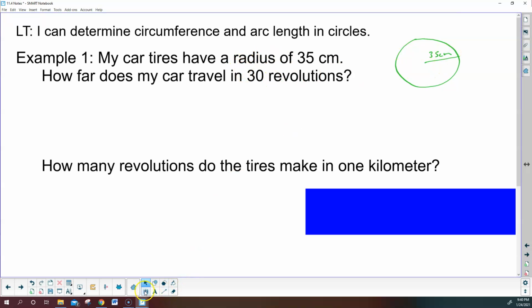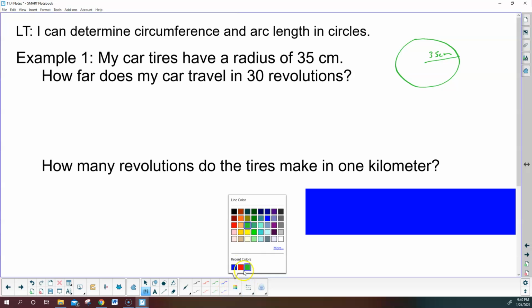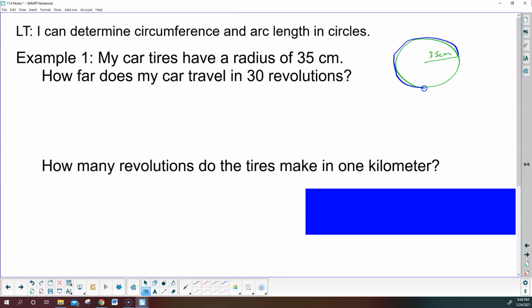And if I travel around there once, the distance around one time, that's 1 revolution. Right? But now I'm going to go 30. Well, 1 revolution is the same as a circumference. So I need to find that, and notice I'm given r. So circumference, which is 2 pi r, is equal to 1 revolution. Well, let's find the circumference.